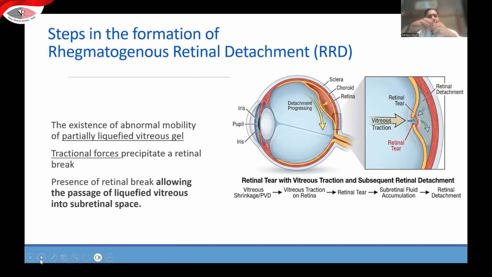So if we come to the pathophysiology, what are the steps in the formation of the RRD or the rhegmatogenous retina detachment that we are going to discuss today? There's the existence of an abnormally mobile, partially liquefied vitreous, along with traction force to precipitate the break, which you can see in this schematic drawing. This break allows the passage of the liquefied vitreous into the subretinal space, which actually leads to the retina detachment.